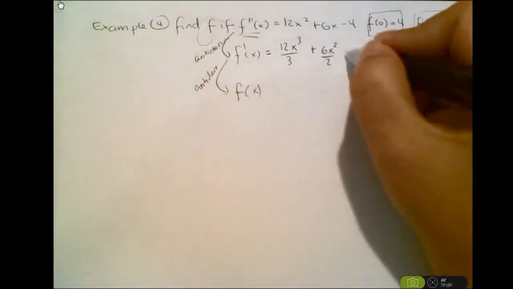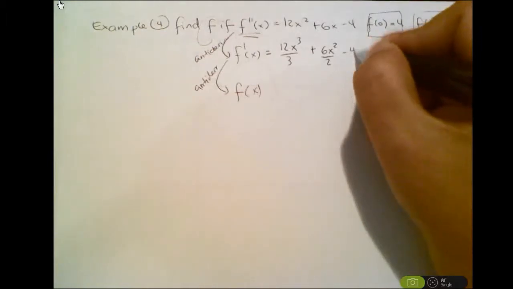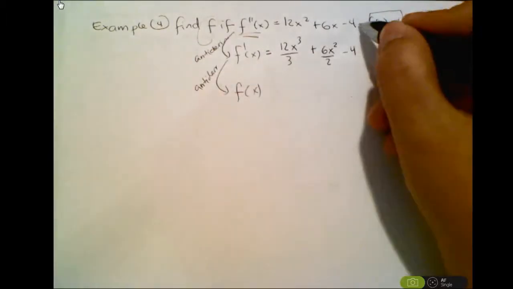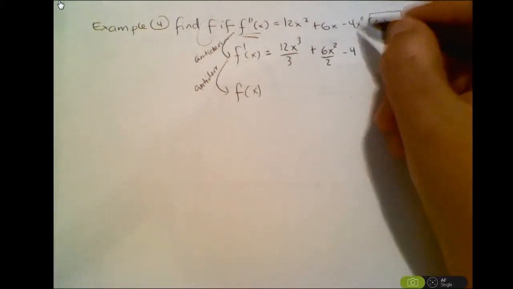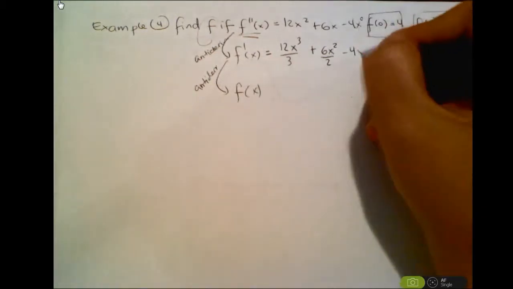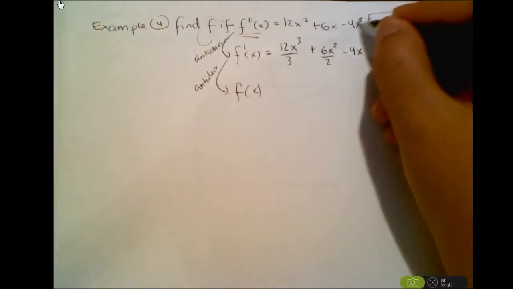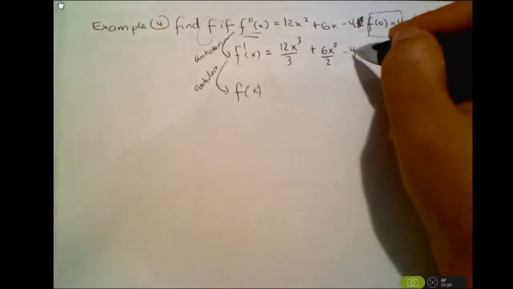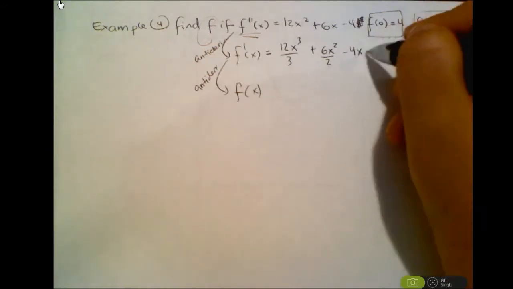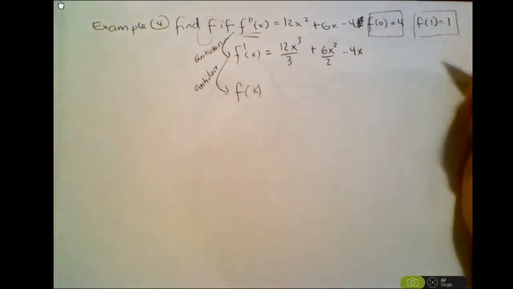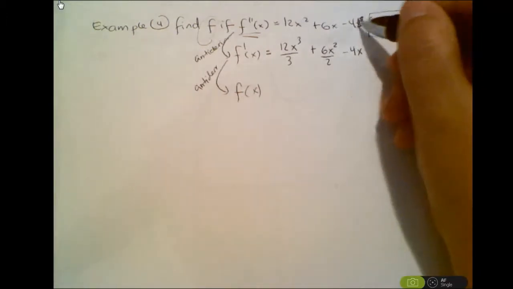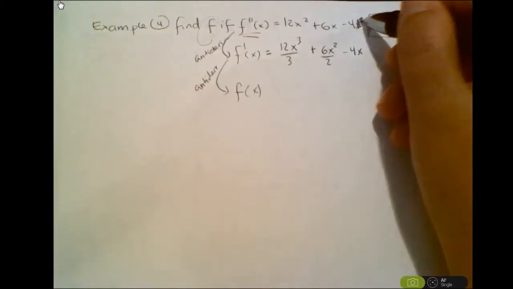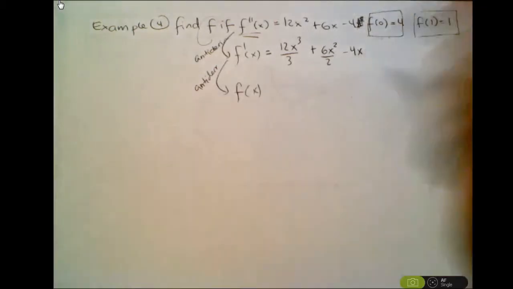minus 4. And now this is the tricky part. 4 is the same as 4x to the 0. So when I find the antiderivative of this, it will generate a 4x. And the only reason I know that is that when I take the derivative of negative 4x, the derivative is negative 4. So that's why a term with x shows up here. You can think of it as x to the 0. So 0 plus 1 is 1 over 1.